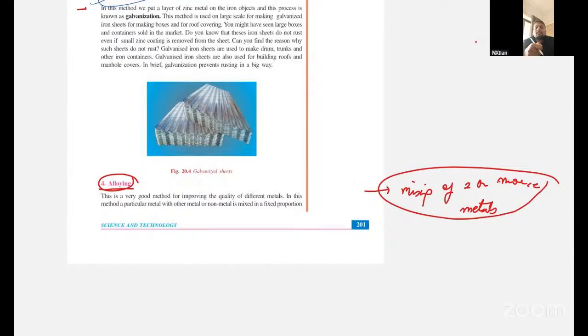Now you can't just take iron and nickel and mix them. You have to first bring them to the molten state. Molten state we know: giving so much heat that the metal becomes liquid. Okay, then it will become molten state. So molten iron, molten nickel, and molten cobalt. When you add them, then you can get steel.